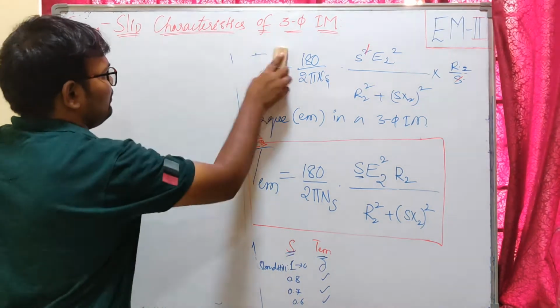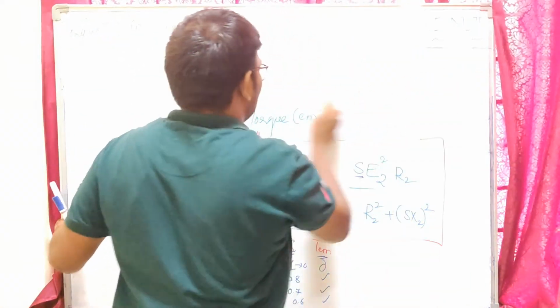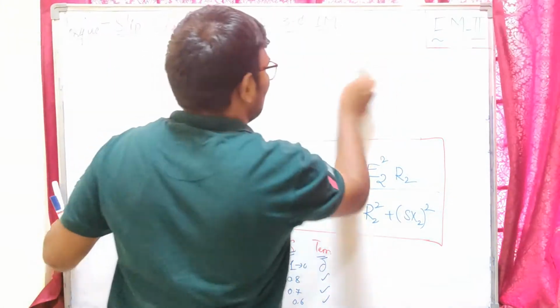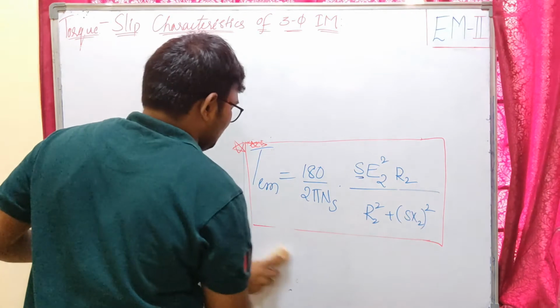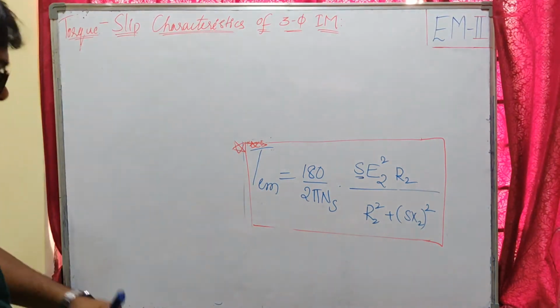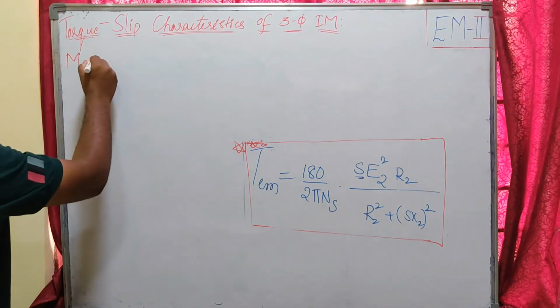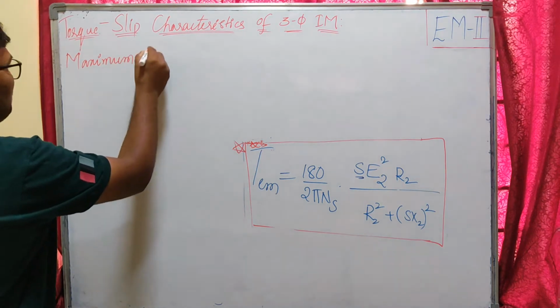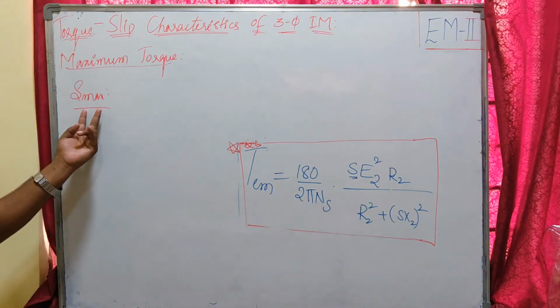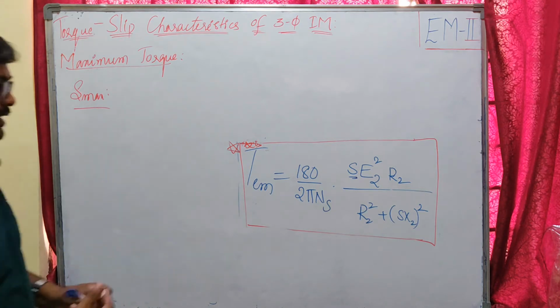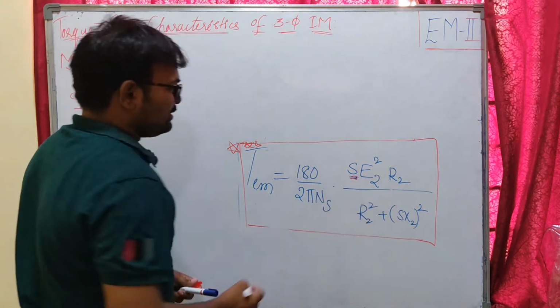Okay, now I am going to derive maximum torque and the slip at maximum torque. So what is maximum torque? In order to obtain the maximum torque, we need to get the slip at maximum torque. First of all, we need to obtain the slip at maximum torque condition.